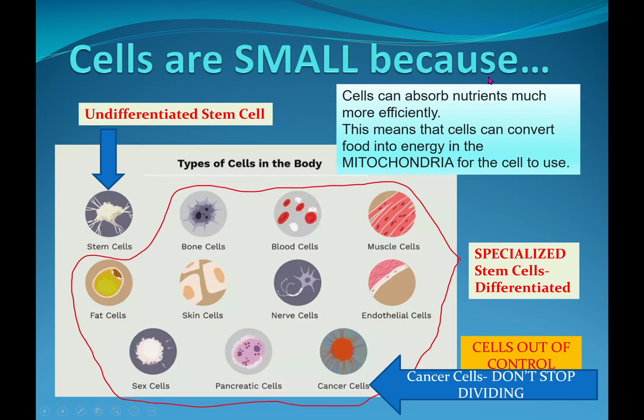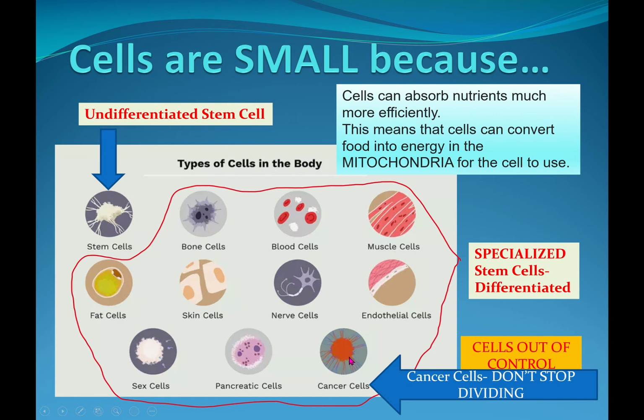Here's your undifferentiated cell, meaning it can turn into anything. Here's once it does turn into something else, it cannot change back to undifferentiated. So these are specialized cells. This isn't specialized yet. These are specialized. So once you're specialized, you can't go back. These are differentiated.